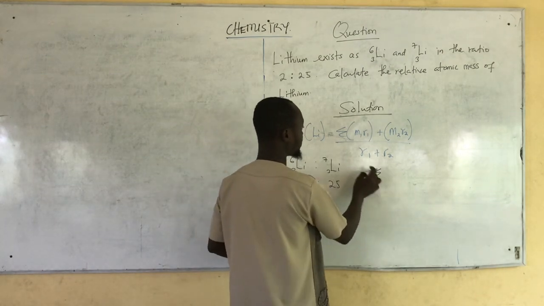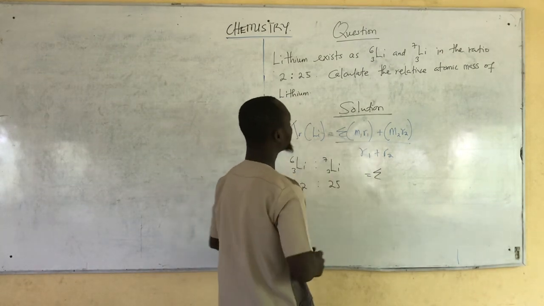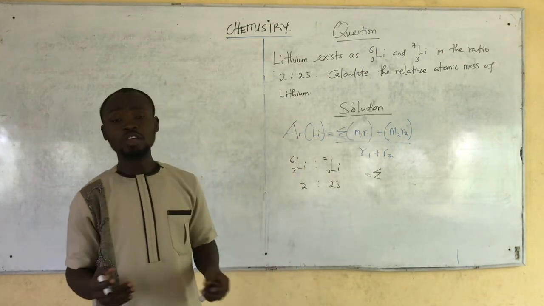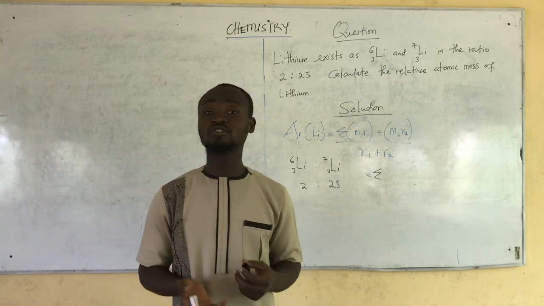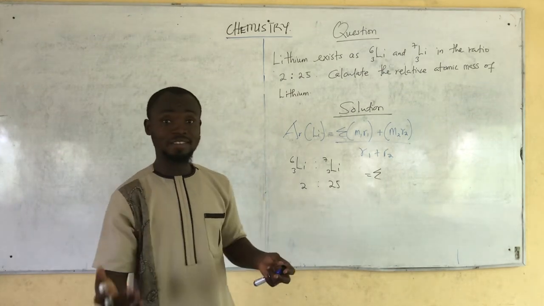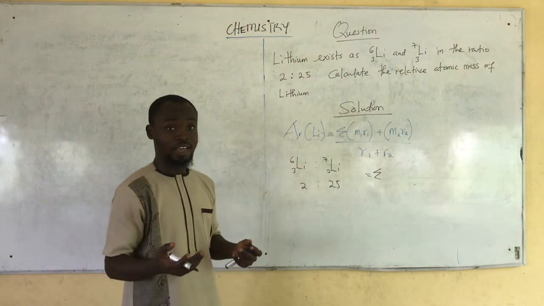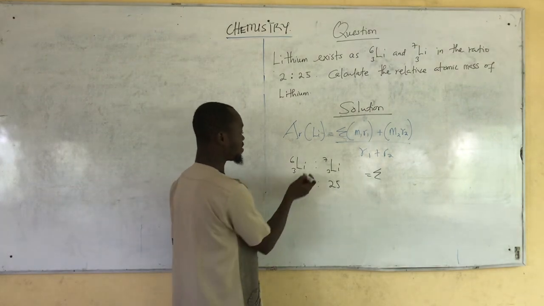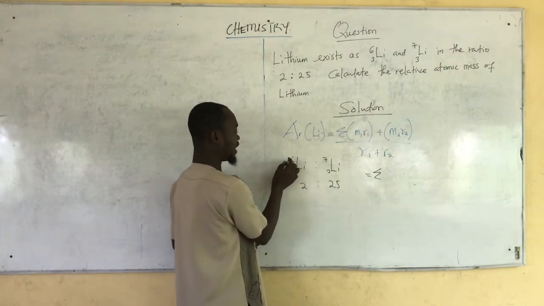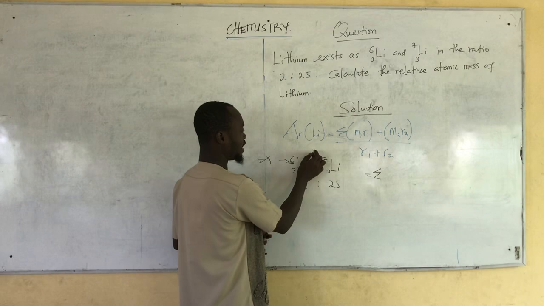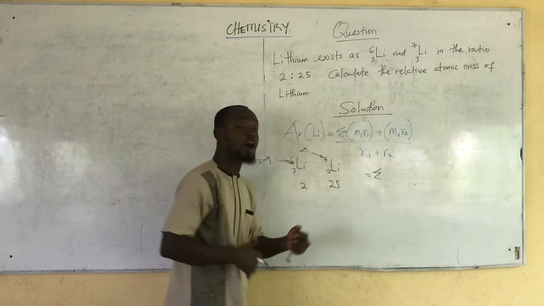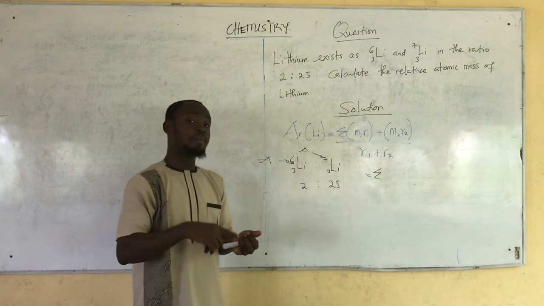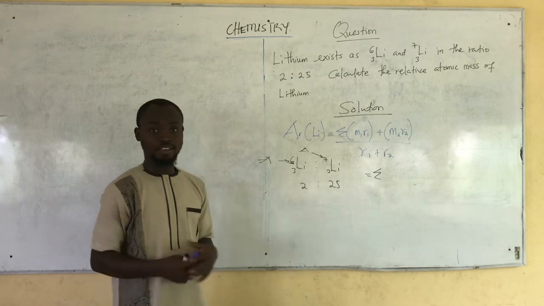So we have the summation of the mass. So in the question, are we given the mass? No. So in questions where the atomic mass or the isotopic mass is not given, we use the mass number of the isotope. Is that okay? So the mass number for this one here is 6 and then the mass number here is 7. So we are going to use the mass number for our masses anytime that isotopic mass or the atomic mass is not given. Is that okay?